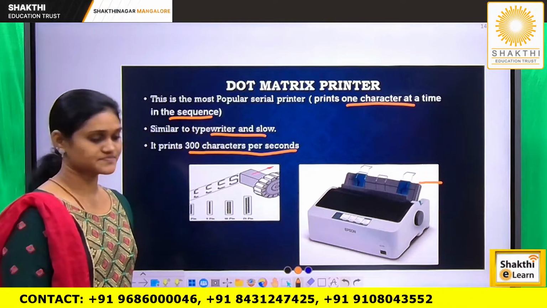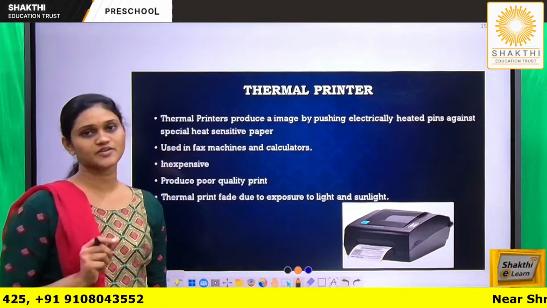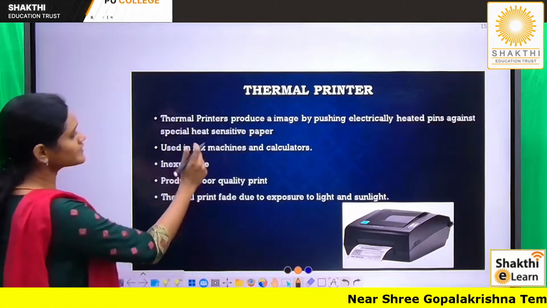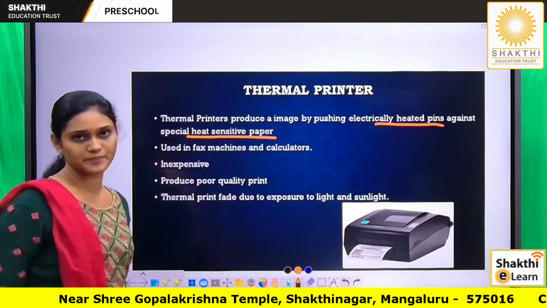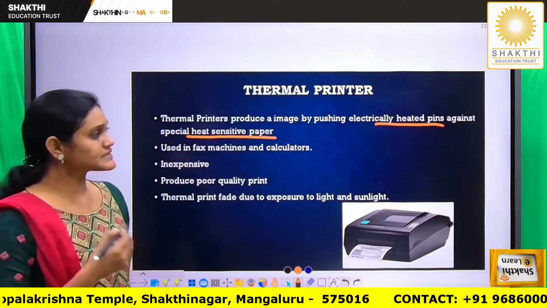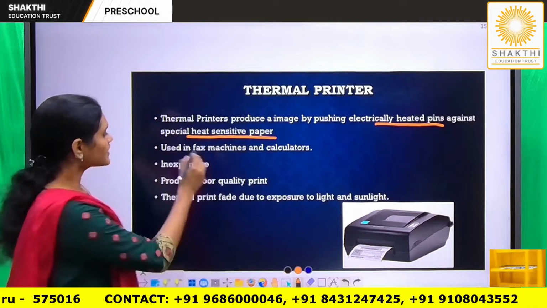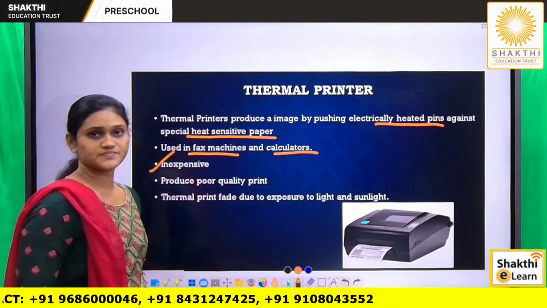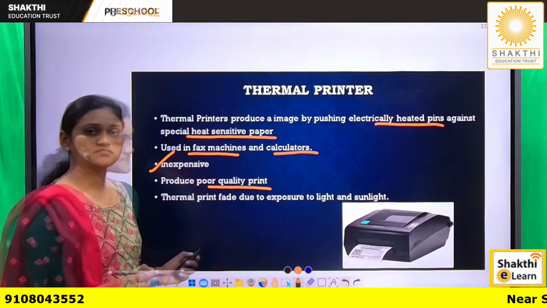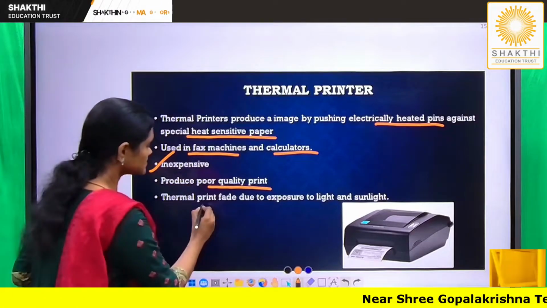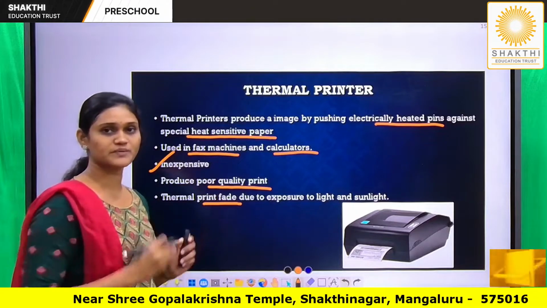It creates noise. Now coming to non-impact printers, the first one is the thermal printer. What do you mean by thermal? From the word itself you can understand it's something related to heat. Here, thermal printers produce an image by pushing electrically heated pins against special heat-sensitive paper. So it has a mechanism of electrically heating pins, and thus the image or the text is transferred to the heat-sensitive paper. It is used in fax machines and calculators. It is not that costly, that is, it is inexpensive. The main reason is poor quality print. And the drawback of the thermal printer is that the print will fade due to exposure to light and sunlight. That is the main disadvantage of the thermal printer, which is a non-impact printer.